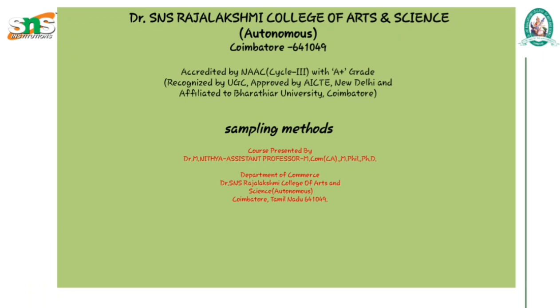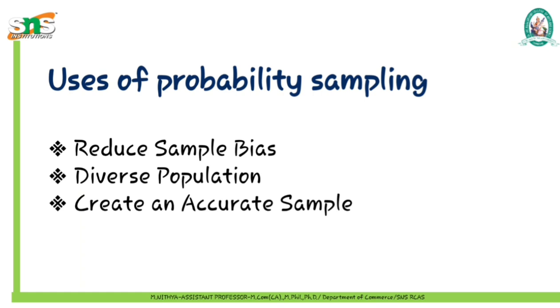Today we are going to see about sampling methods. In that, we will see the uses of probability sampling. First, we will see what probability sampling is. Probability sampling is a sampling technique where a researcher selects a few criteria and chooses members of the population randomly. All the members have an equal opportunity to participate in the sample, based on this selection of parameters.